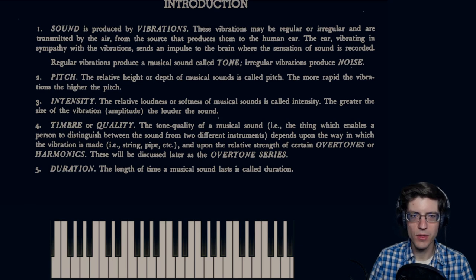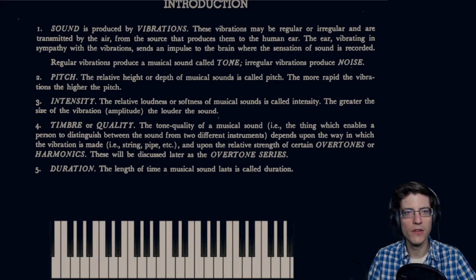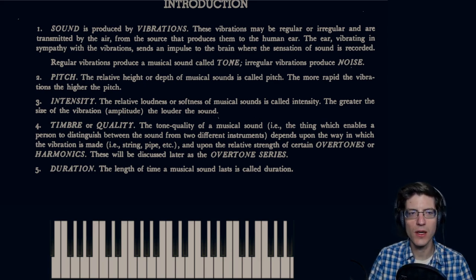So, what is it? It says, regular vibrations. Number 2, pitch. The relative height or depth of musical sound is called pitch. The more rapid the vibrations, the higher the pitch. This, if you remember, we talked about the frequencies, right? So a higher frequency is a higher pitch. A lower frequency is a lower pitch. And that's the rapidity of the vibrations.